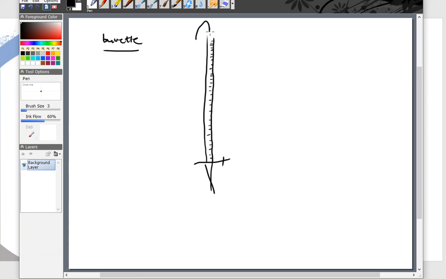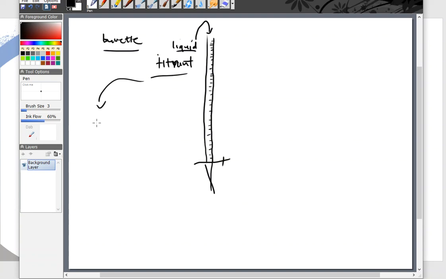So this burette is going to have a liquid on the inside of it. And this liquid is something that we often call our titrant. T-I-T-R-A-N-T, our titrant. That is the fancy term that we use for the liquid, or the solution, that goes into the burette. So what is a titrant?